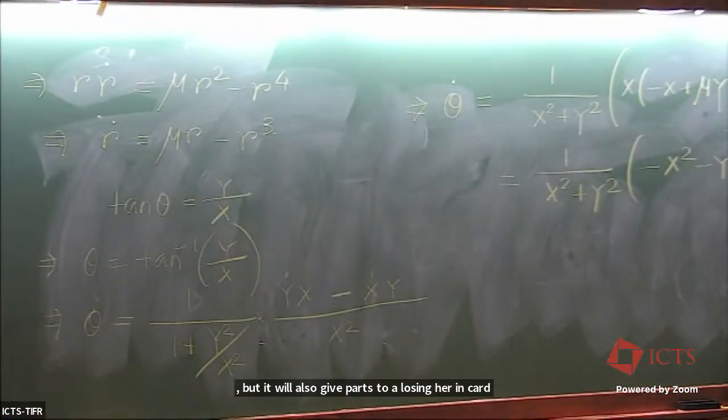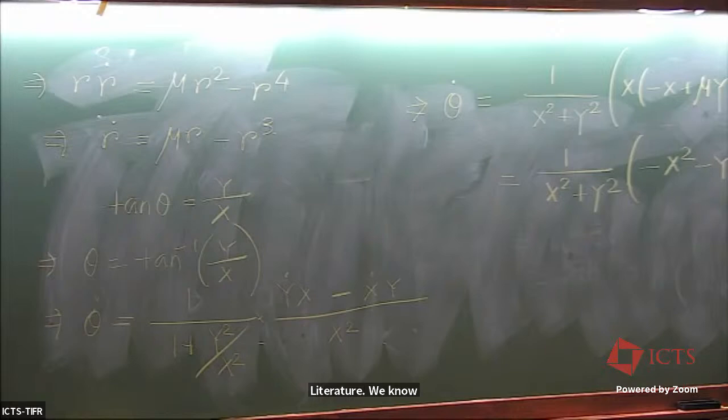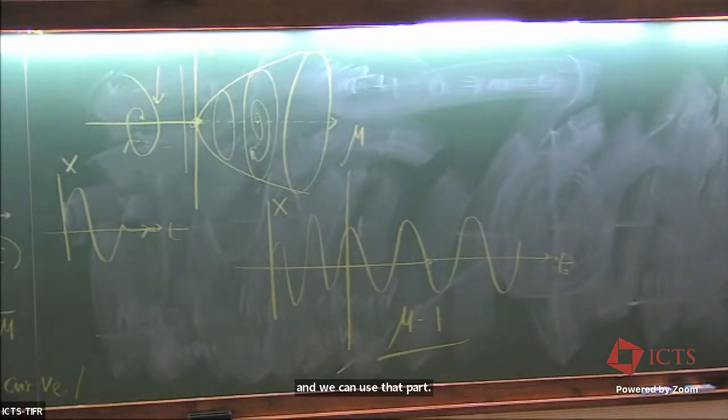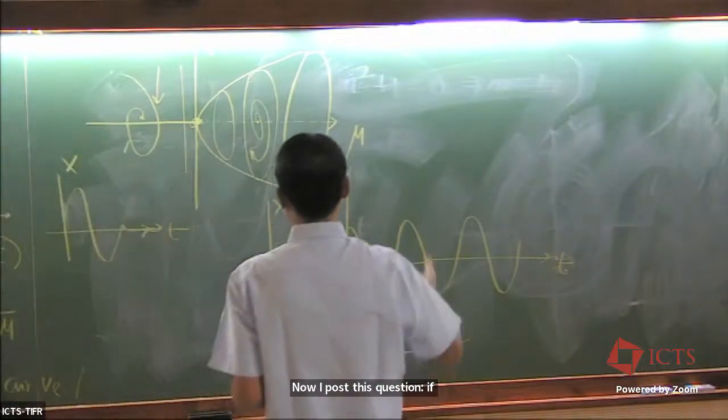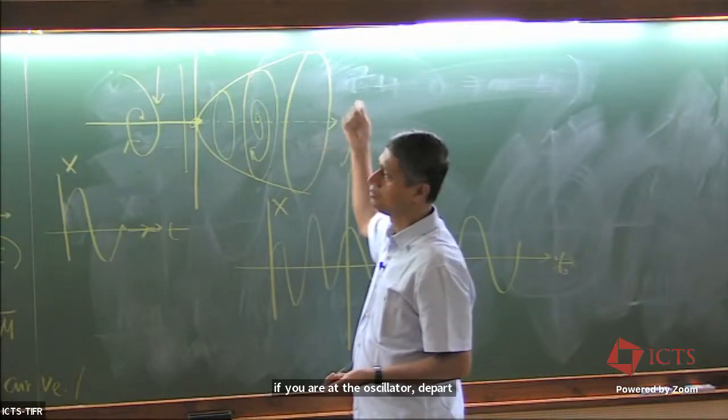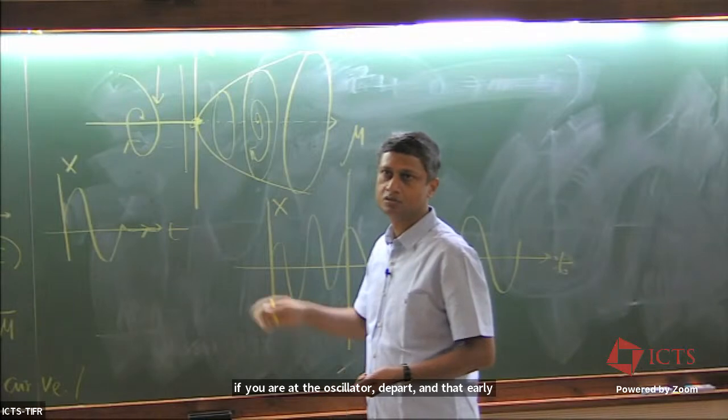Now those who work on the tipping point literature know that if we are at this stage, then we have one steady state trajectory, right? It may be fluctuating, and we can use that to forecast whether a critical transition is going to happen or not. Now I pose this question: if you are at the other side, at the oscillatory part, can that early warning signal still work, right? So that's a question.